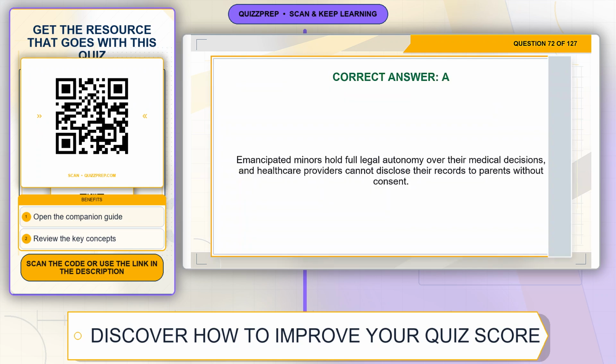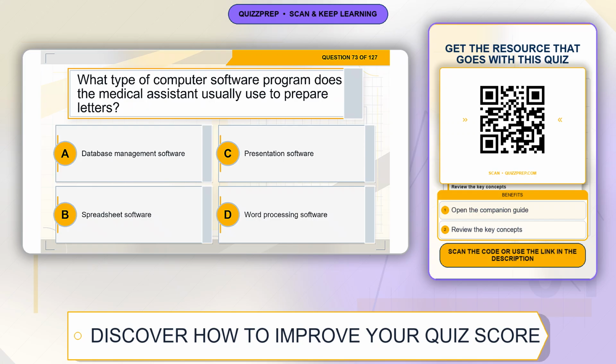Emancipated minors hold full legal autonomy over their medical decisions, and healthcare providers cannot disclose their records to parents without consent. Question 73. What type of computer software program does the medical assistant usually use to prepare letters?